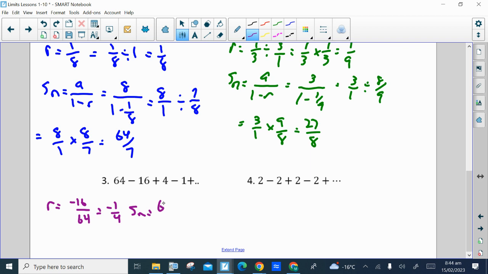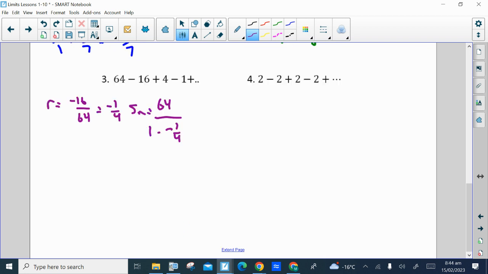And it'll be a, the first term, over 1 minus r. So you're subtracting r, and in this case, r is also negative. So we're going to have negative 1/4. The minus minus becomes a plus. So it'll be 64 over 1 divided by, and in this case, it's going to be 1 plus 1/4. 4/4 plus 1/4 is 5/4. And dividing by 5/4 is the same as multiplying by the reciprocal.